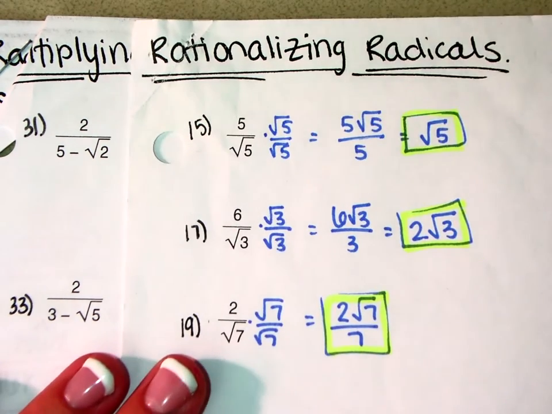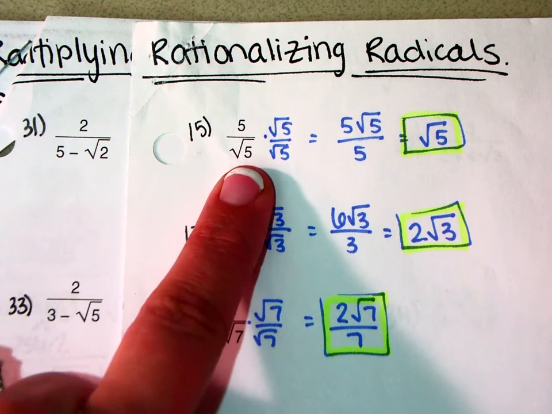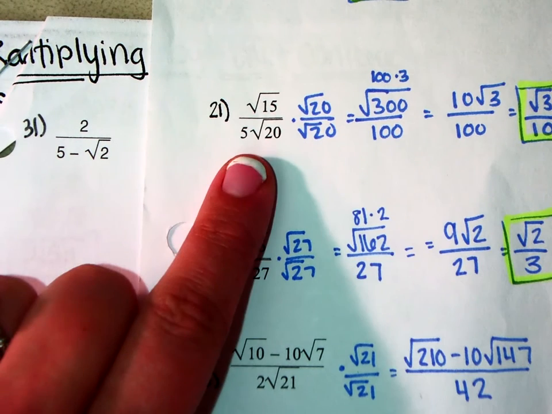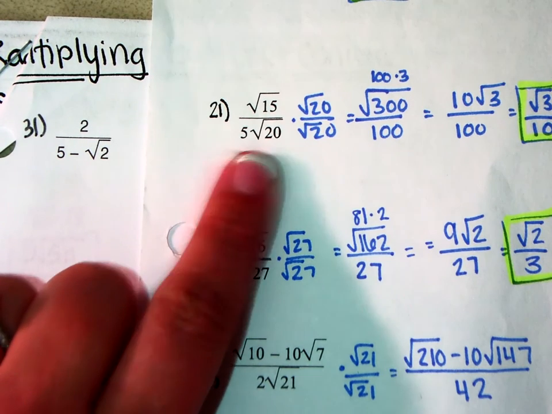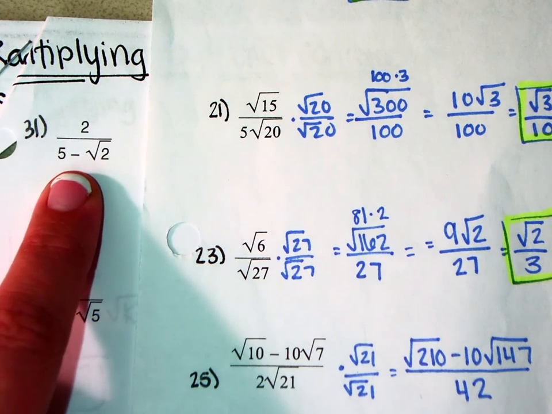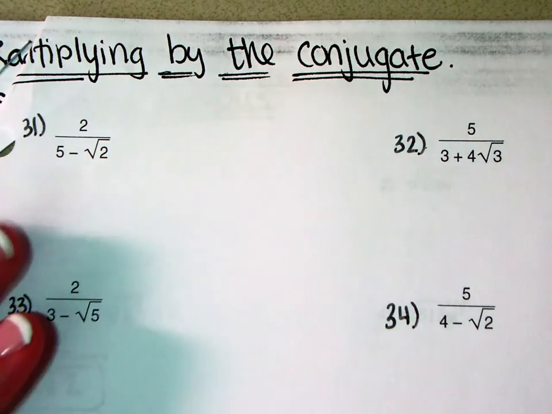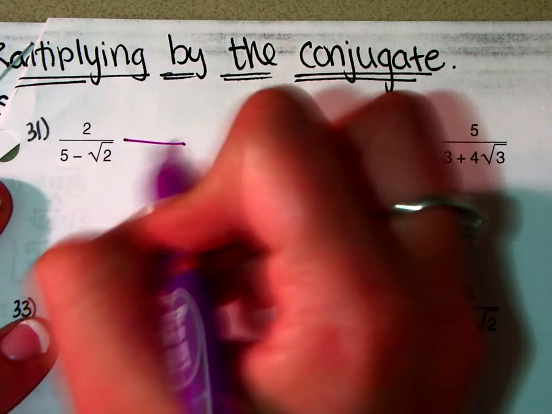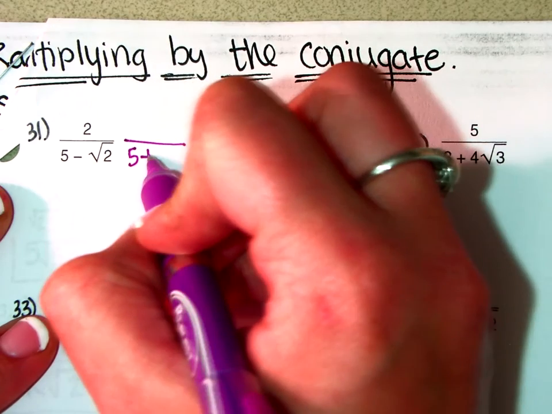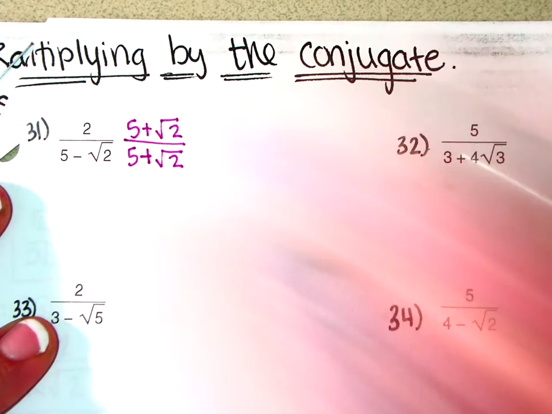So here is number 15 that we did. Here's 31. Notice how in the denominator you only have a square root or you only have multiplication in your square root, like on your denominator. Whereas here, the square root is separated by a plus or minus, which means you have to use what's called the conjugate. So to do that, you are multiplying the top and bottom by the opposite of what you see. So this becomes 5 plus the square root of 2. 5 plus the square root of 2.